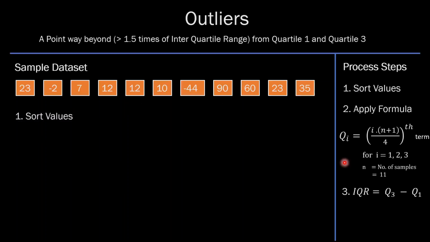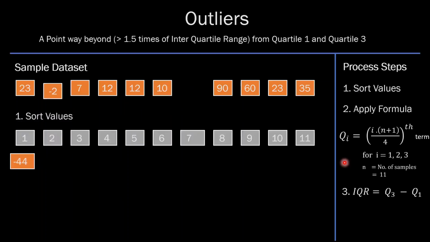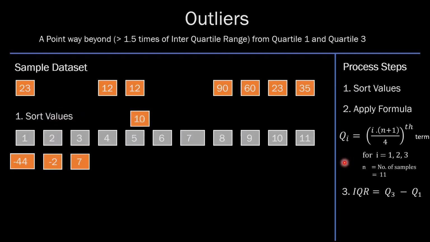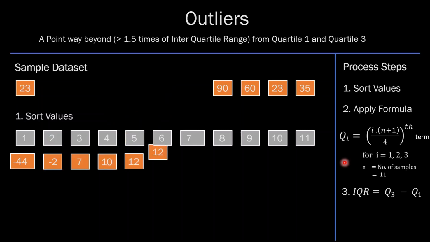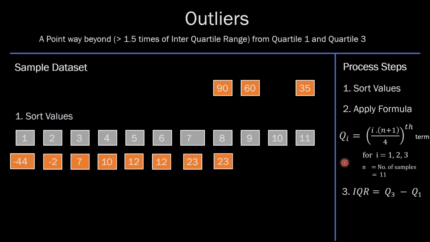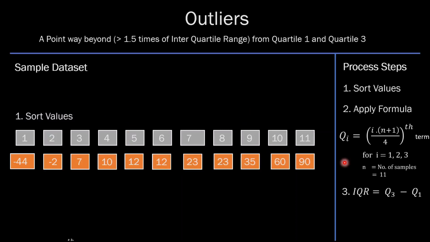So let's start by sorting the values. We are going one by one. There are 11 positions and each and every data is getting sorted in ascending order. Once this is done, we need to apply the formula. The formula is Q1 is equal to 1 multiplied by 11 plus 1, divided by 4 for quartile 1. By solving this, we will get the third term. This is the first term, second term and the third term. And the third term is nothing but 7. And that is our quartile 1.